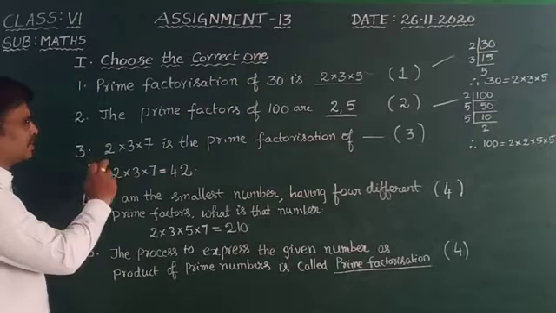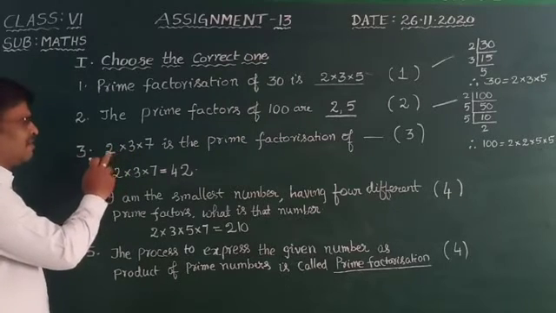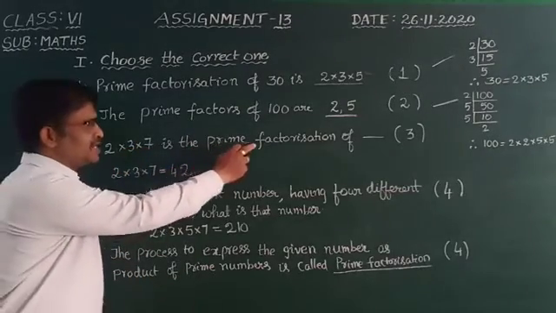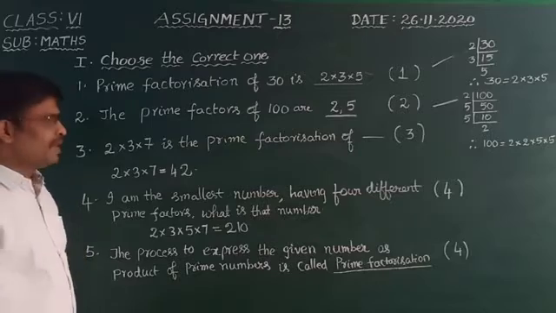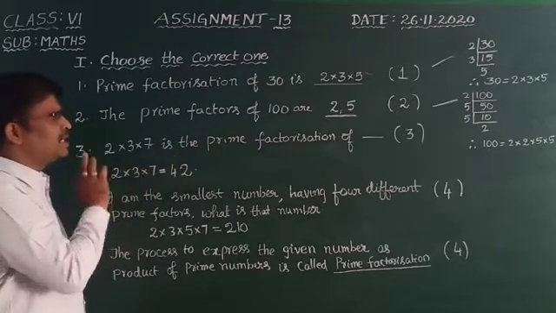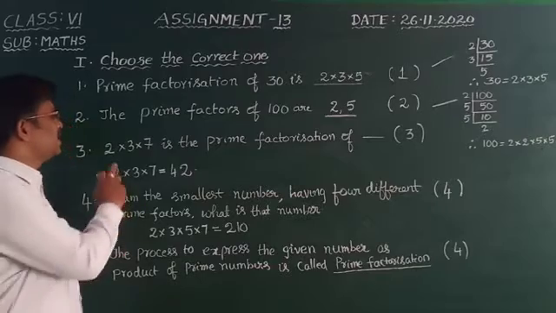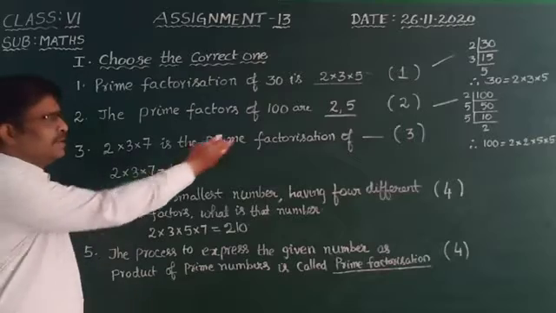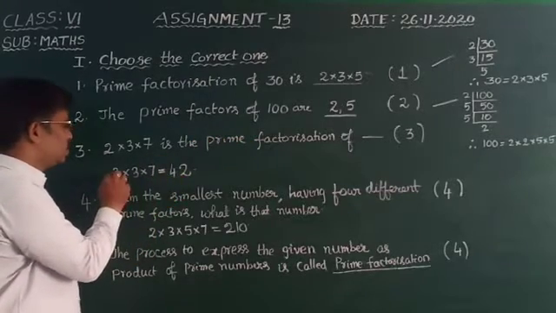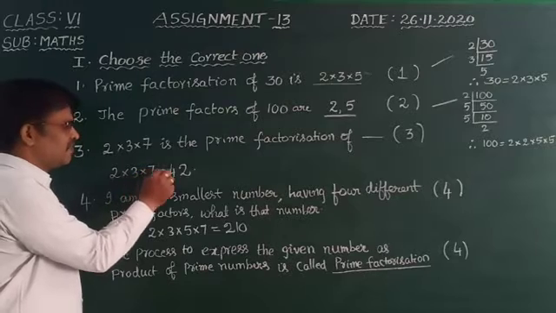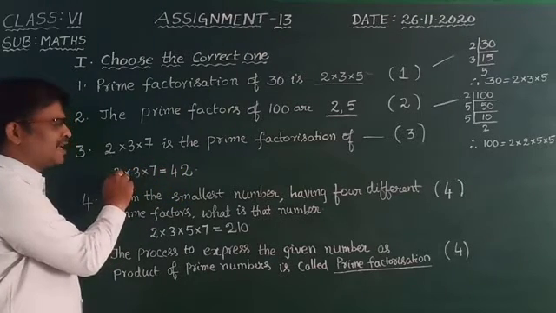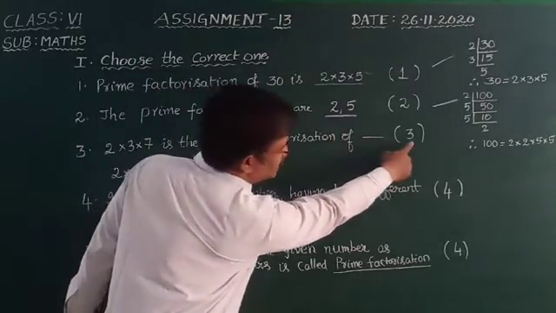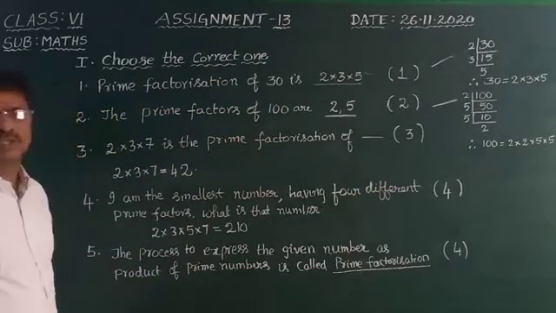Next, third question. Already they are factorized. They have given 2 into 3 into 7 is the prime factorization of which number? From the 4 alternatives, you have to find the correct option. How can you find it? Just by multiplying these 3 numbers, the number you get is the result. Therefore, 2 3s are 6, 6 7s are 42. So this is the prime factorization of 42. Therefore, the correct option is option 3 and the answer is 42.